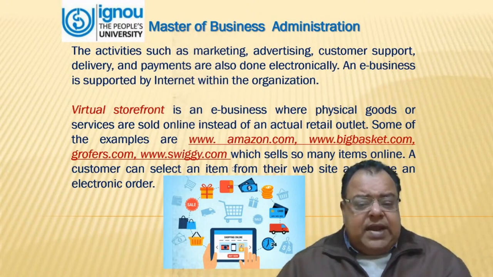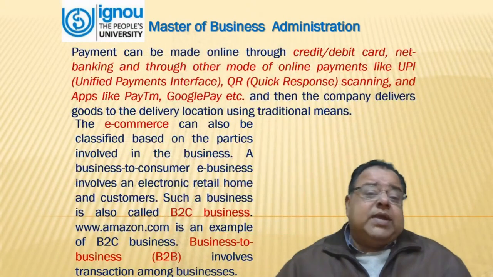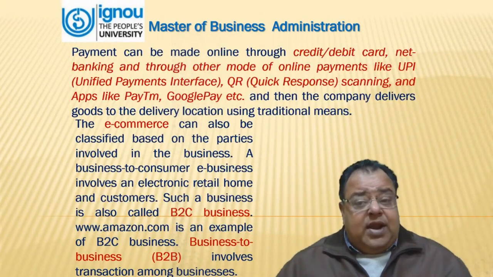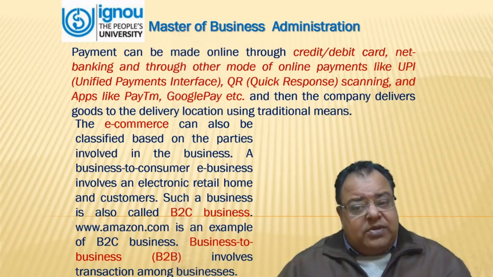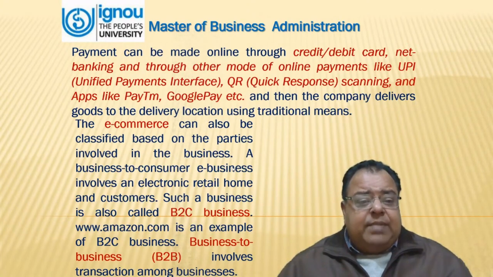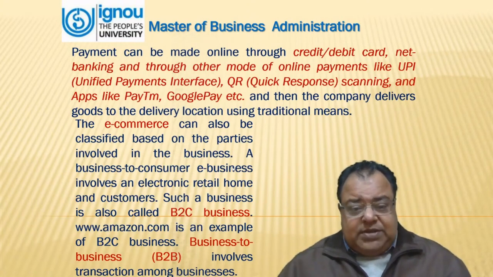A customer can select an item from their website and place an electronic order. Payments can be made online through credit card, debit card, net banking, and through other modes of online payments like UPI, that is Unified Payment Interface, QR, that is QR scanning, and apps like Paytm, Google Pay, etc. And then the company delivers the goods to the delivery location using traditional means.